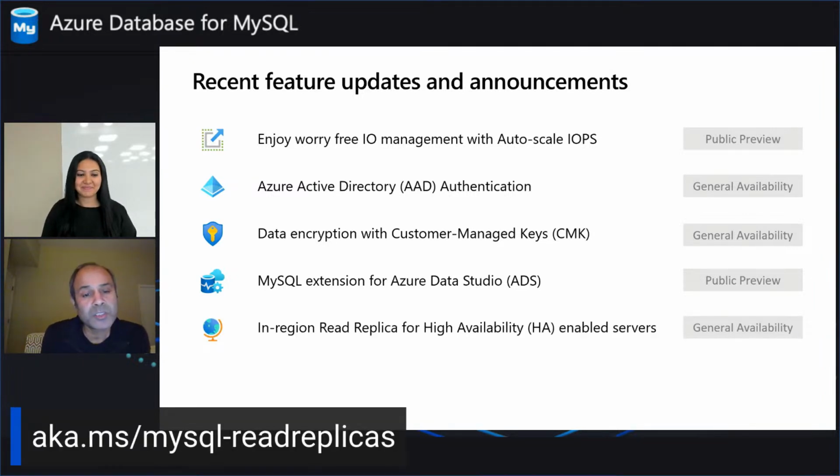So next we will talk about read replica for high availability enabled servers. As Parik mentioned, in Azure Database for MySQL, we support same-zone HA as well as zone redundant high availability. With this new feature, read replica in the same region, you can provision a read replica on an HA server, and use the read replica to scale out your read-only workload within the same region.